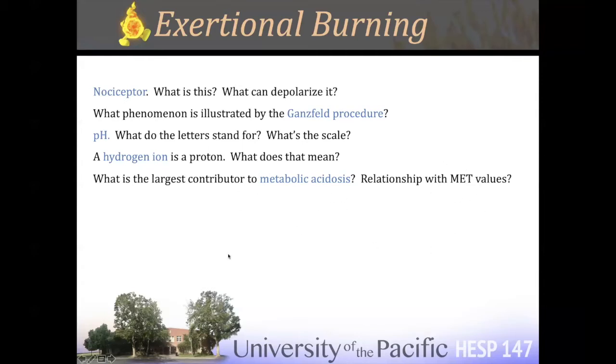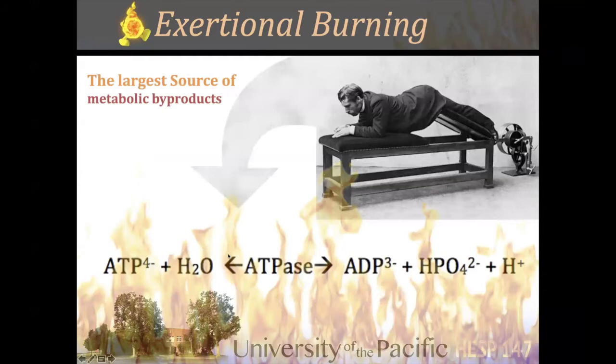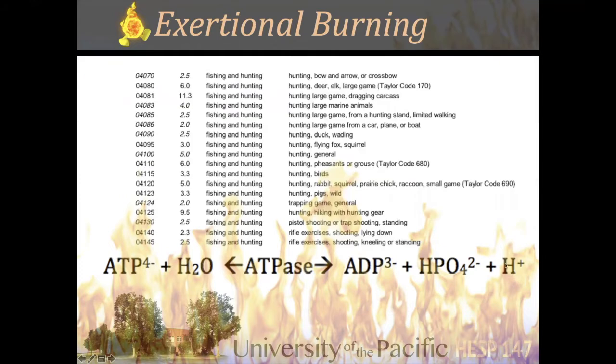MET value, metabolic equivalence of the task. If you're exercising, let's say he's doing prone leg curls, curling his legs over and over in his suit. He's going through ATP hydrolysis, the largest source of metabolic byproducts, and the bulk of that is your myosin ATPase. Now, you're going to get a bunch of hydrogen ions being released. We're also going to talk about the phosphates and the ADP.